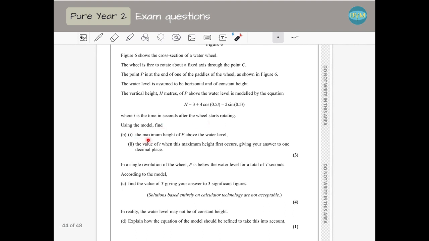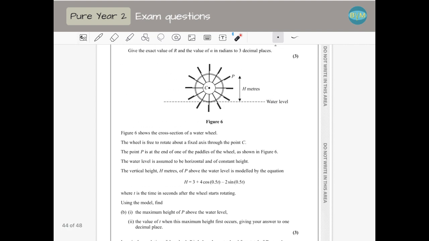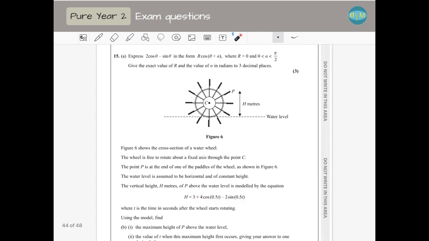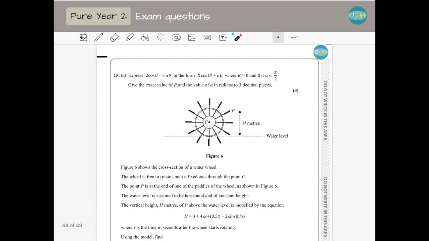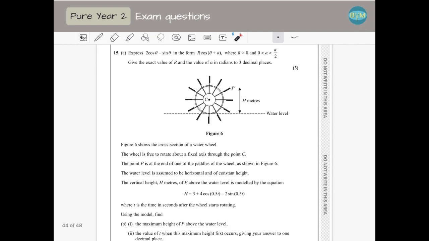Using the model, we have to find the maximum height of P above the water level. So we have an expression here that has something cos minus something sine, which is what we have here, and that's why they ask us first to do this. So I'm going to use what I did and substitute this expression with just cos, because otherwise it's very difficult to find a maximum or minimum. But if I have just cos, I know how to do that.